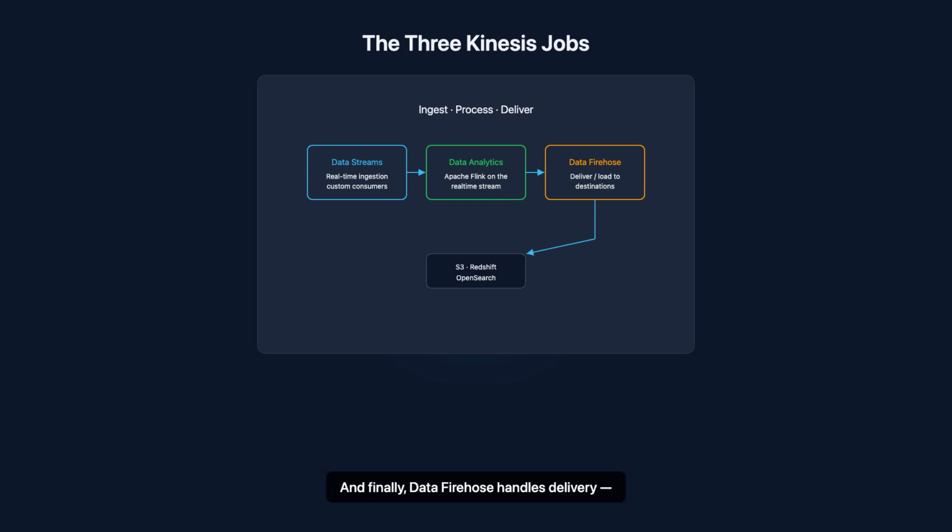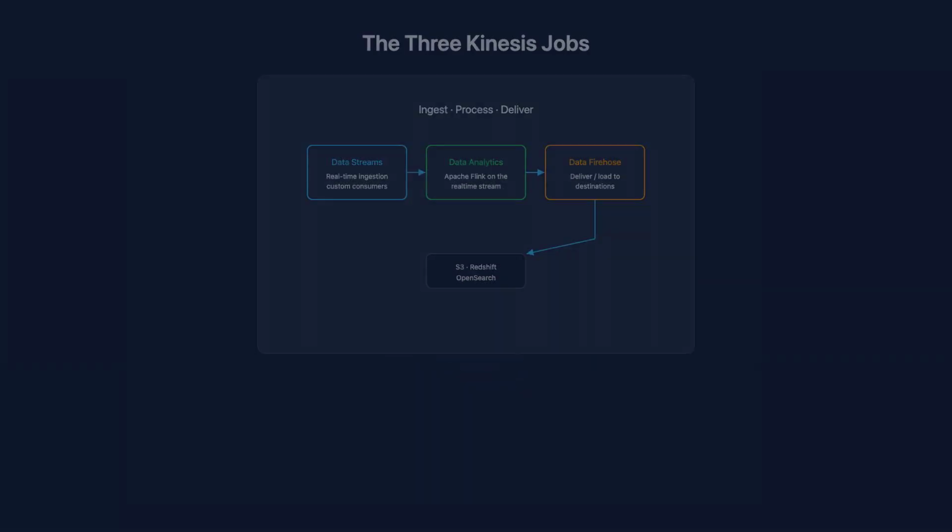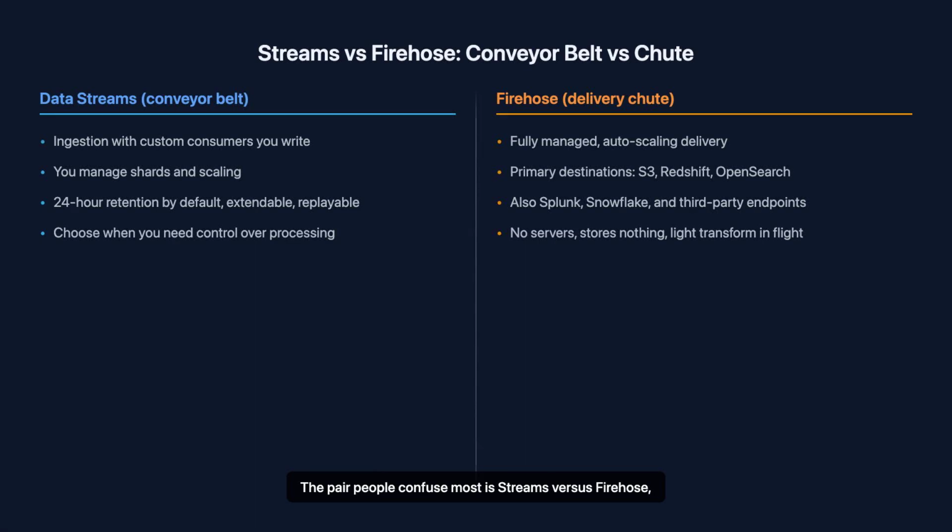And finally, Data Firehose handles delivery. It loads the stream into destinations like S3, Redshift, or OpenSearch. Ingest, process, deliver. Streams takes data in, Analytics does the math on it, and Firehose drops it where it needs to go. The pair people confuse most is Streams versus Firehose, so here's the analogy.